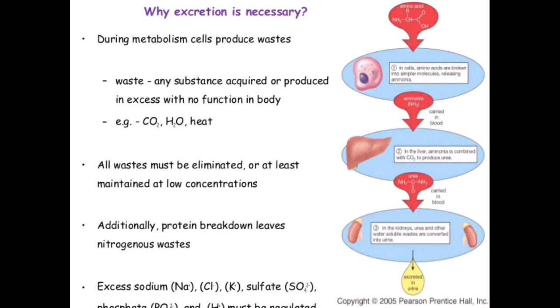Why is excretion necessary? During metabolism, cells produce waste. Waste is any substance acquired or produced in excess with no function in the body. For example, carbon dioxide, water, heat. All waste must be eliminated or at least maintained at low concentrations. Additionally, protein breakdown leaves nitrogenous waste. Excess sodium, chlorine, potassium, sulfate, phosphate.